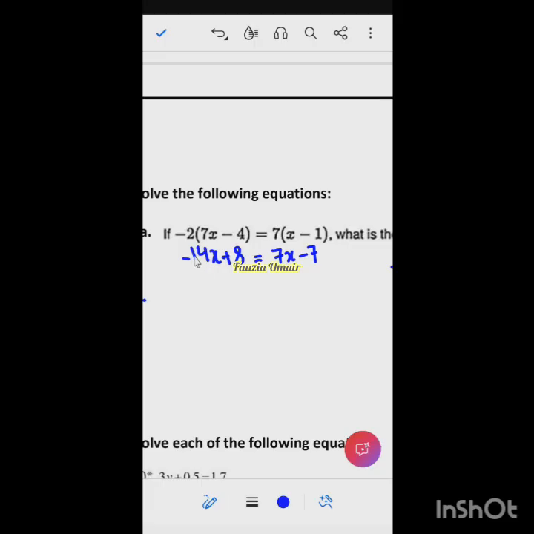Abrish, I got it that we multiplied by 2, but why are the signs changed? This was plus 7x, now it is minus 14, and this was minus 4, now it is plus 8. Because there is a negative sign outside. Whenever there is a negative sign outside the bracket, all the signs inside will be changed. This was plus 7x. Now it is multiplied with minus 2. It is minus 14x. This is minus 4 multiplied by minus 2. It would be plus 8.